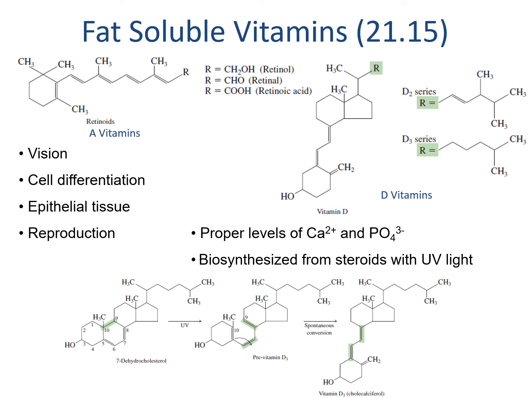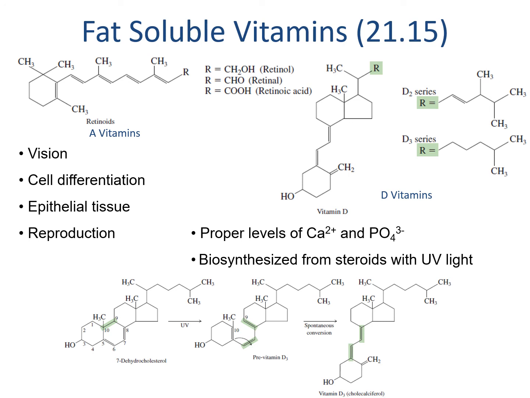A second set of fat-soluble vitamins are the D vitamins. D vitamins are the one type of vitamin that actually can be synthesized in our bodies. They're synthesized from steroids with UV light. So we can synthesize vitamin D by going out into the sunlight. People who have less pigment in their skin usually are more susceptible to damage from UV light, but are also better able to synthesize vitamin D from those steroids. People who have more pigment in their skin typically have more problems synthesizing D vitamins.